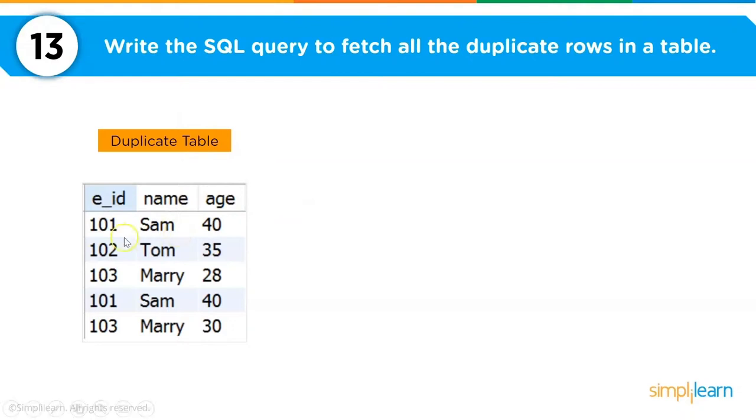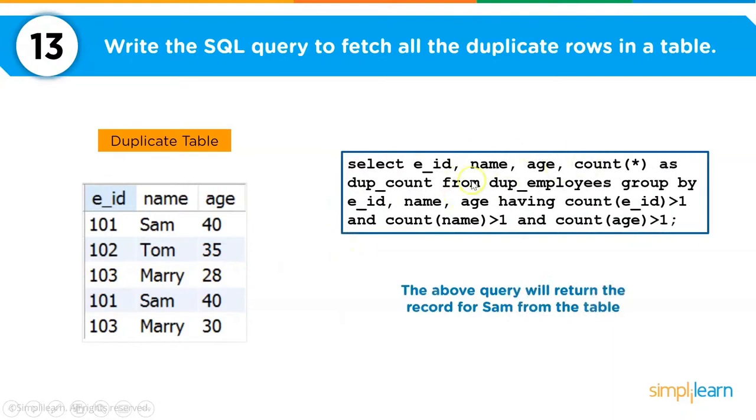For example, 101 Sam 40, the first record is duplicated, and you can see here it has the same values. Now if you mark 103 Mary and 28 is not duplicated because here the age is different, so this is a different person than compared to the third name that we have. So this is how you can find the duplicate rows in a table.